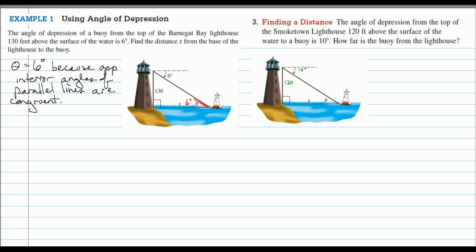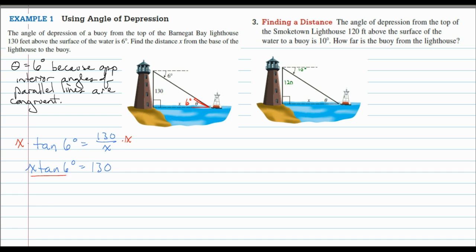So now I have a triangle where I can set up some trig to solve for the distance between the base of the lighthouse and the buoy. I know the angle, I know its opposite side and its adjacent side, so I'm going to say the tangent of 6 degrees is 130 over x. Now I'm going to need to multiply both sides by x. X times the tangent of 6 degrees is 130.